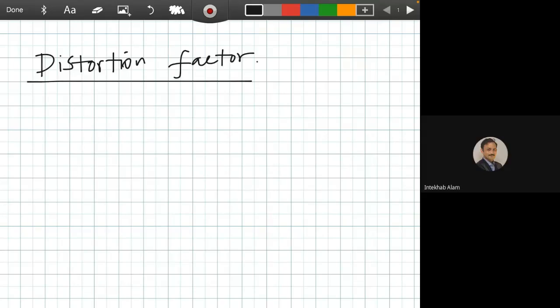So in our last class, we ended with the topic distortion factor, but the topic was not actually fully clarified, or where we utilize these factors, or how we calculate these factors, was not clear. So in this class, I'll give you some explanation regarding distortion factor.